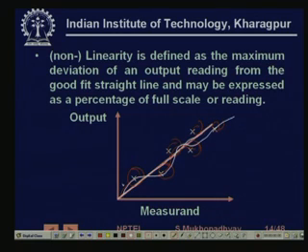So you also have to say that if you use the straight line characteristics, then the true value is going to be within which limit. That's why the linearity specification is actually a non-linearity specification, in the sense that it indicates deviation from linearity. It is defined as the maximum deviation of an output reading from a good fit straight line.